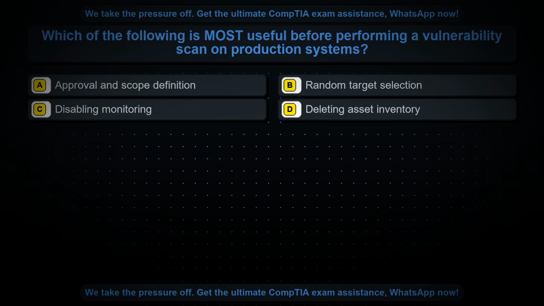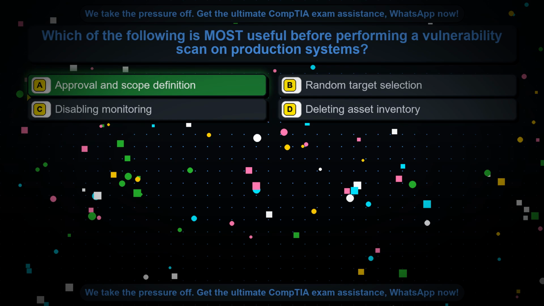Question 5. A company's IT department notices that multiple users are being redirected to malicious websites even when entering legitimate URLs into their browsers. Which of the following is most likely the cause? Option A, DNS cache poisoning. Option B, man in the middle. Option C, ARP spoofing. Option D, DHCP starvation. The correct answer is option A.